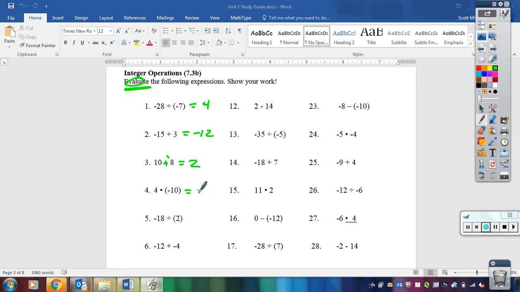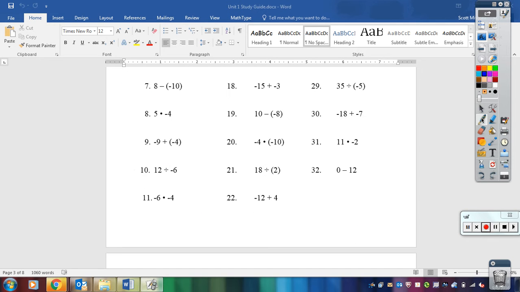4 times 10 is 40. Signs are different, negative. 18 divided by 2 is 9. Signs are different, negative. They work together because they're both negatives. 12 negatives and 4 negatives is 16 negatives. We don't do subtraction, we do keep, change, change. They work together, 18. 5 times 4 is 20. Signs are different, negative. They work together. 9 negatives and 4 negatives make 13 negatives.